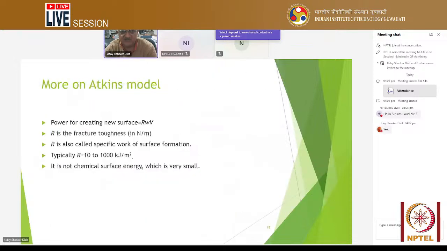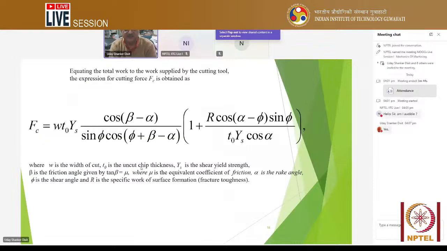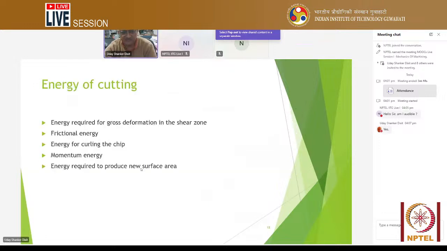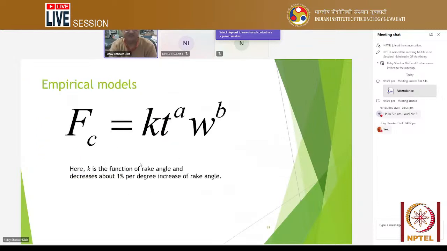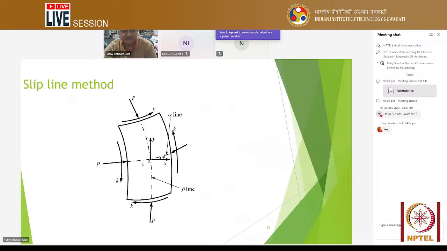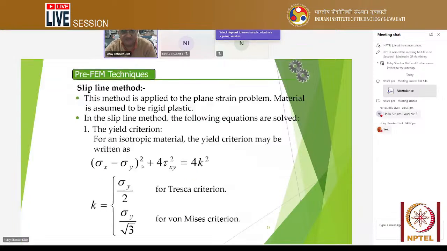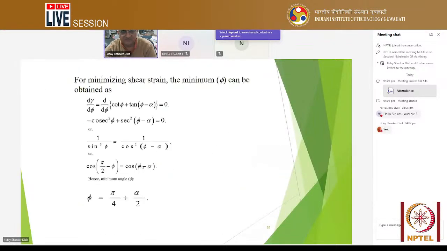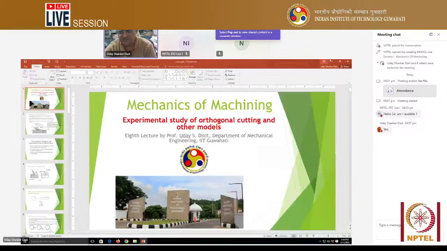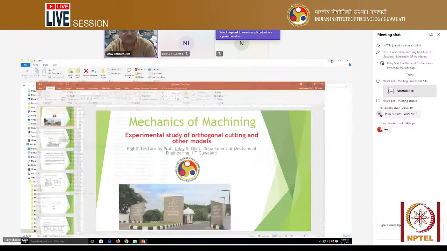Then we talked about Atkins model, where he has considered energy for creating a new surface. So he gives a concept of fracture toughness. Atkins model has been discussed. Empirical models are there, like K T to the power A, W to the power B. Then the slip line method is there, where we assume that material flows, basically slipping on certain lines. So this type of thing was discussed.